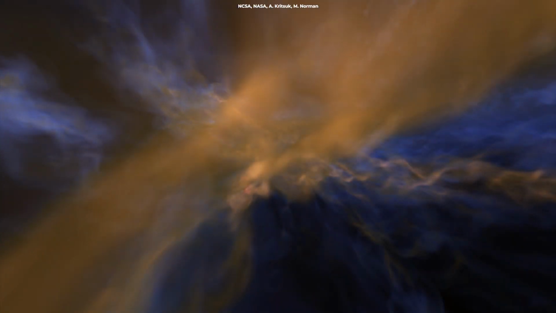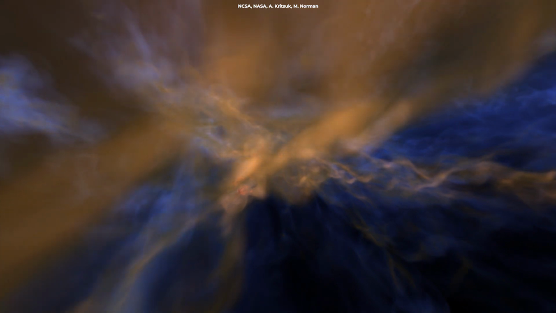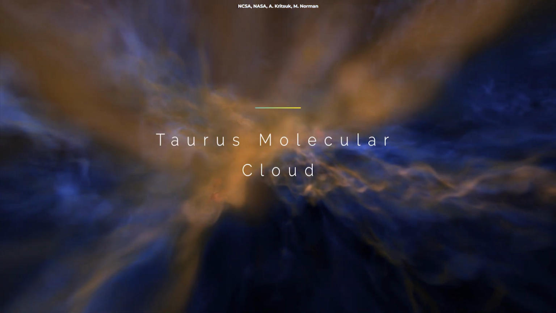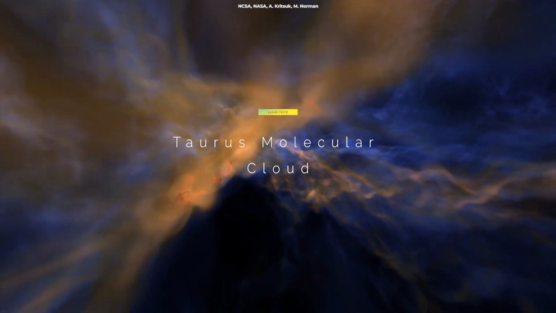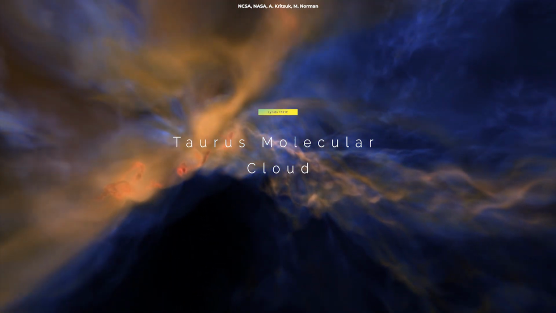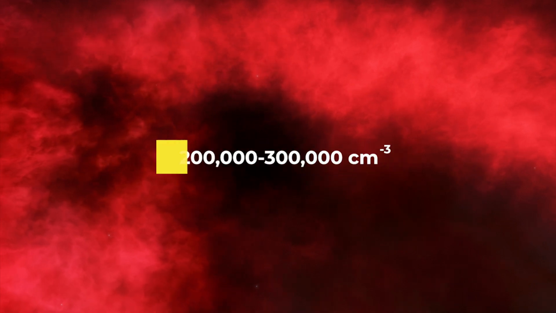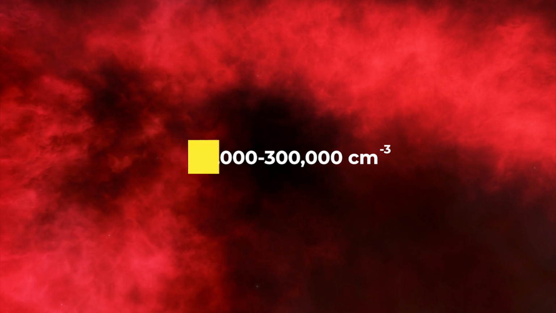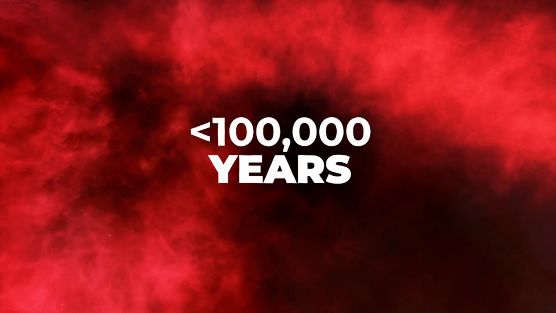Lynds 1521E is a dynamically and chemically young starless core in the Taurus Molecular Cloud. It's one of the two known in this cloud. This region has a humble density of around 200,000 to 300,000 inverse cubic centimeters. Astronomers assume it can only have existed at its present density for less than 100,000 years.